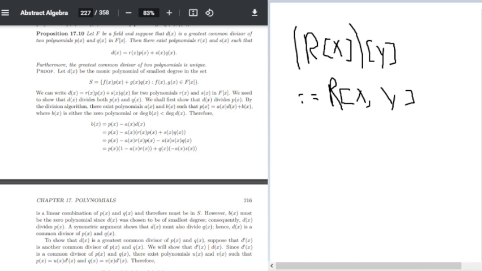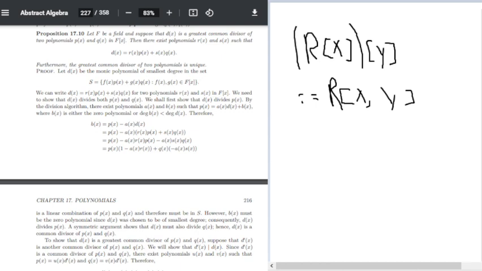We need to show that d of x divides both p of x and q of x. We first show that d of x divides p of x. By the division algorithm, there exist polynomials a of x and b of x such that p of x is equal to a of x d of x plus b of x, where b of x is either the zero polynomial or the degree of b of x is less than the degree of d of x. Therefore, b of x is equal to p of x minus a of x d of x, which is equal to p of x minus a of x times r of x p of x plus s of x q of x.